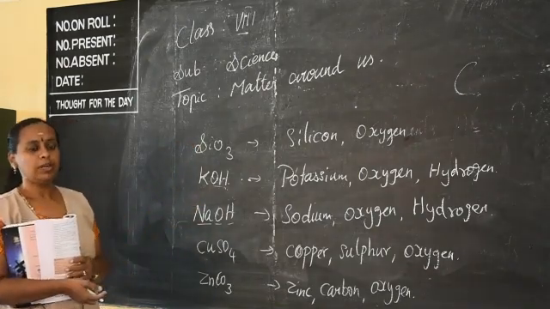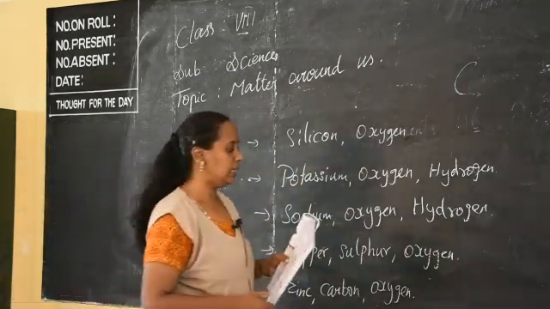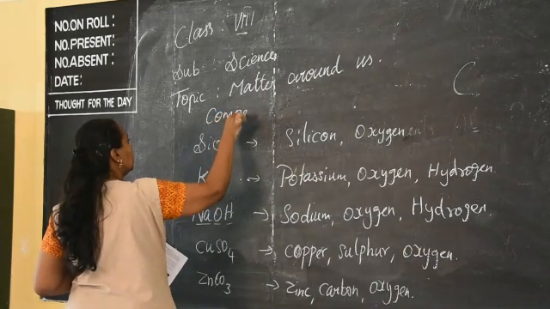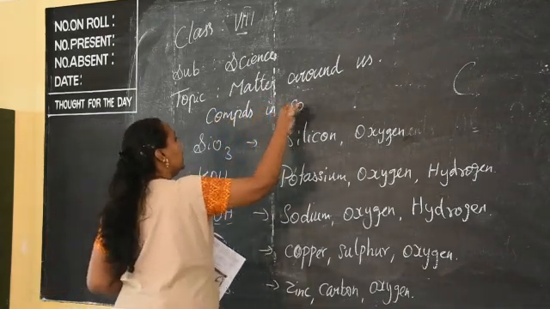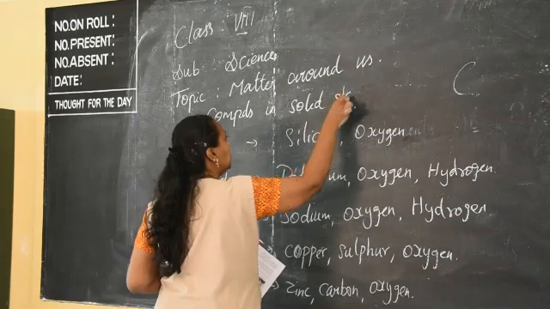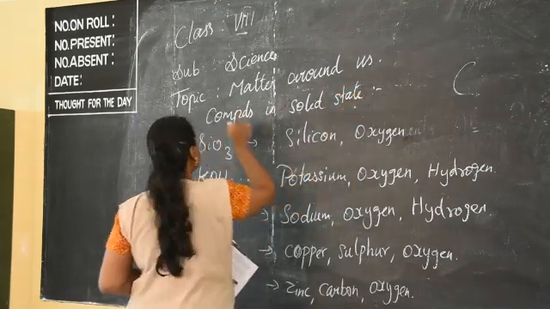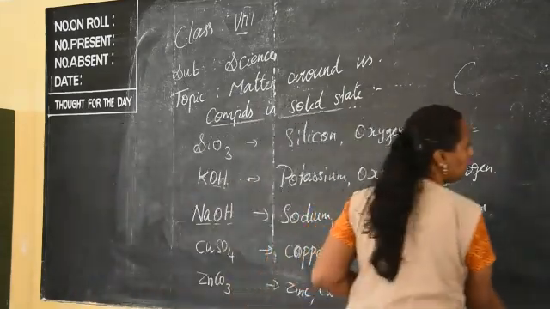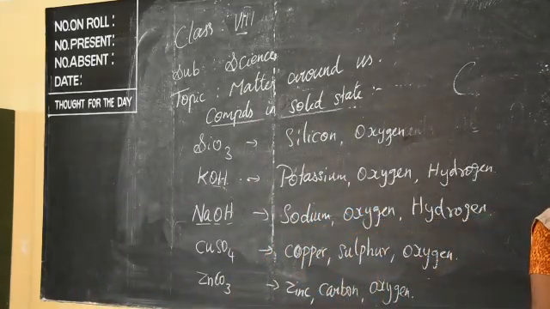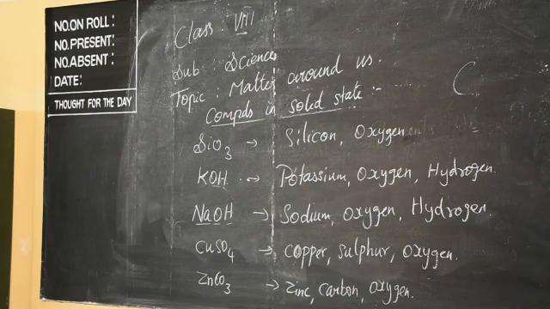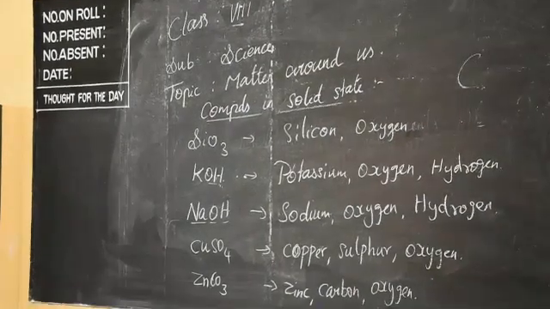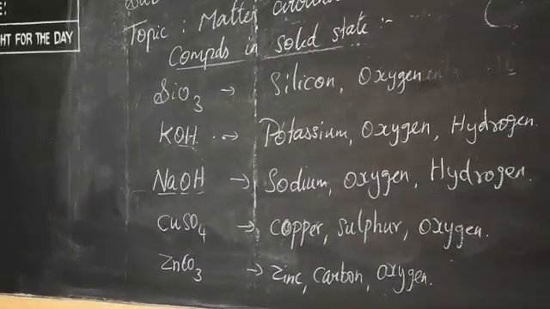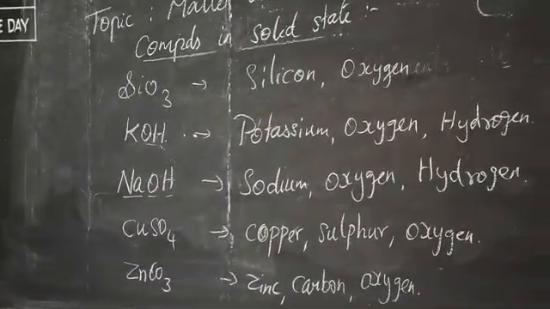Let us go to the next one, compounds in the liquid state. These are the compounds in the solid state. Please make a note of the formulas. You just have an idea of it, so it will be easy when you go to the higher class. Next we are going to see the compounds in the liquid state. I will write the chemical formula for that, so it will be easy to remember.